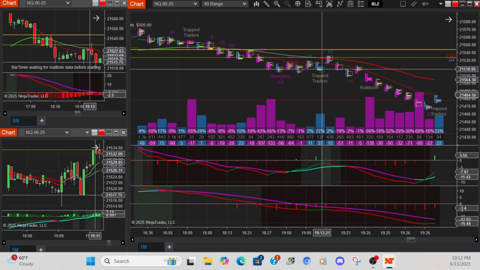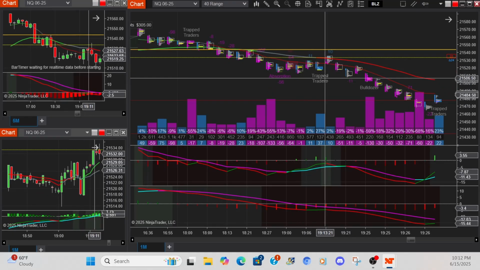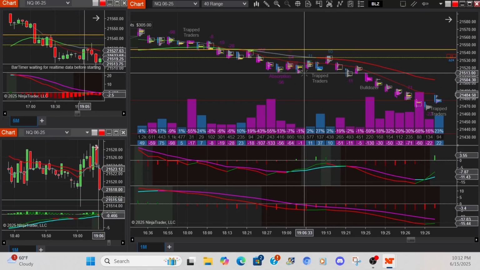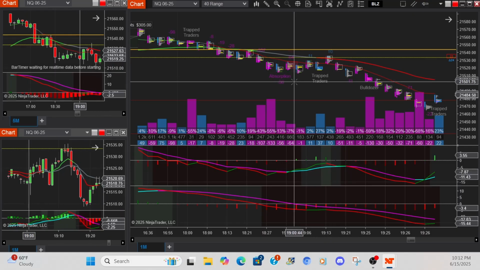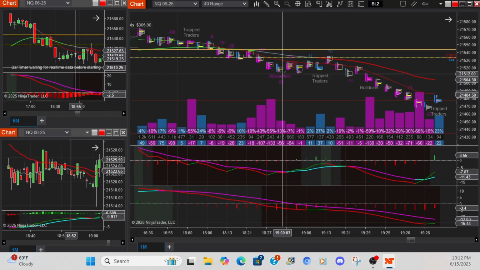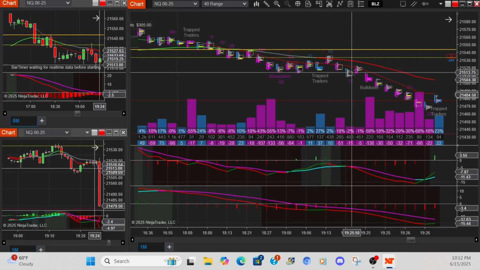Now, we had absorption with trapped traders showing us the pullback. We got the pullback, we see what's going on. We had minus 56 contracts right here, minus 11.